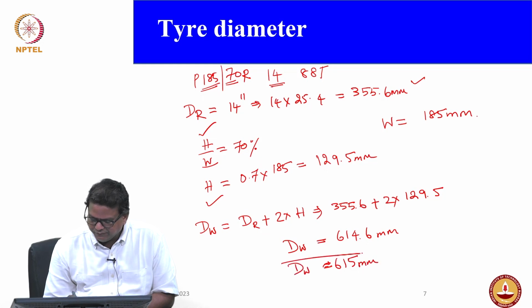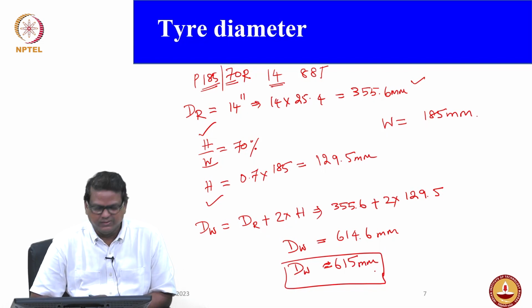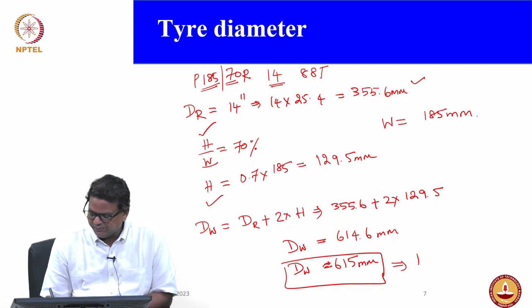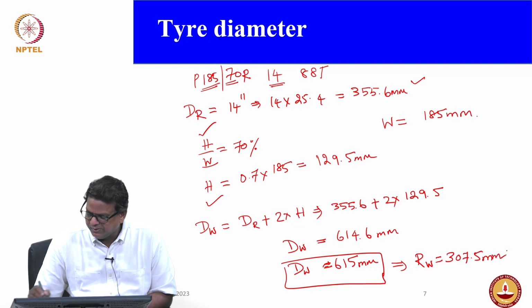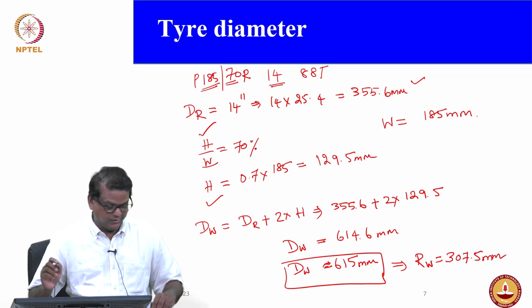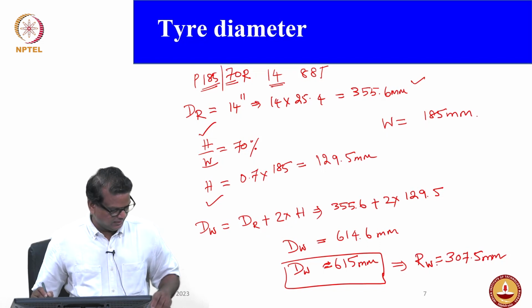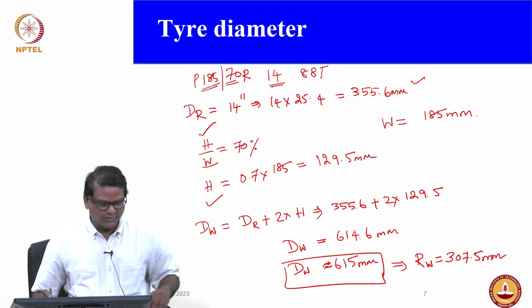And of course, for our calculation, this is very important. In terms of radius, it should be the diameter divided by 2, which is 307.5 millimeter. Sorry, this is the radius, not the diameter. This is fine.